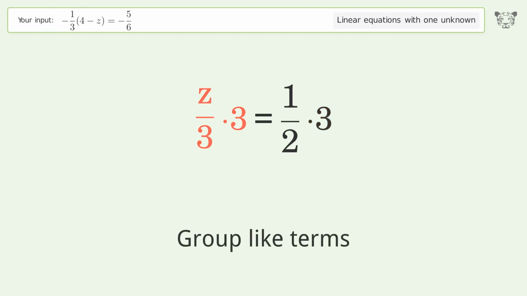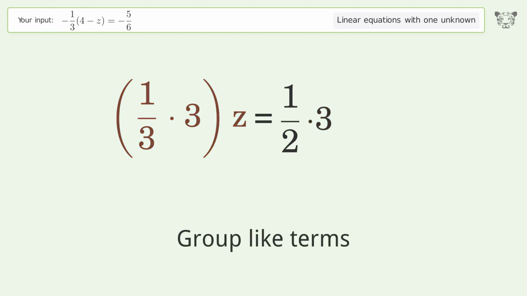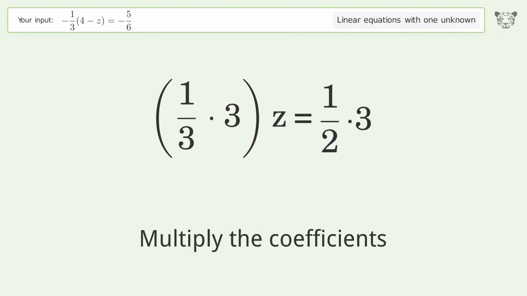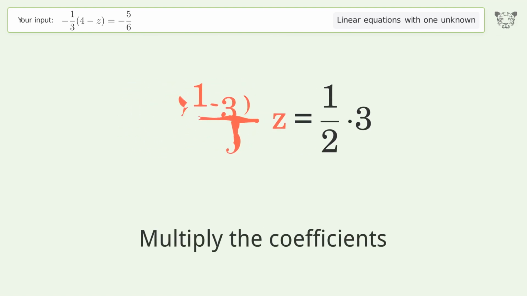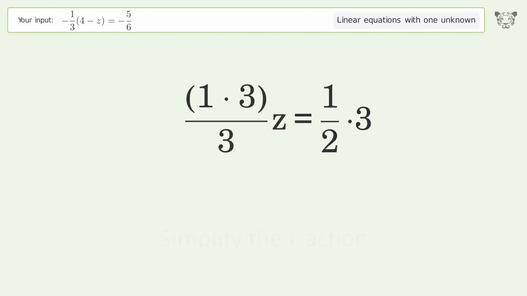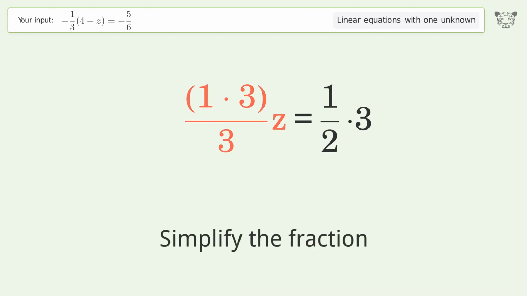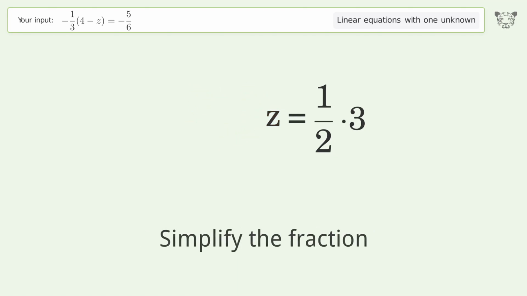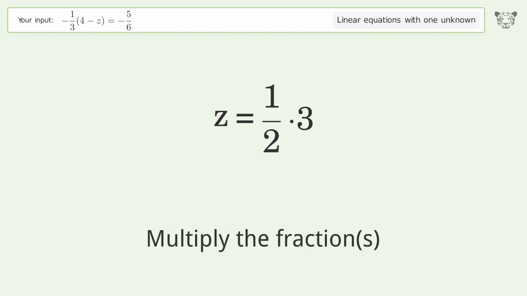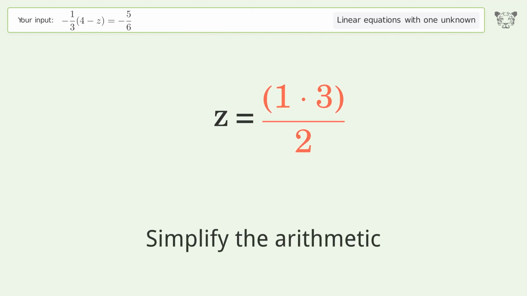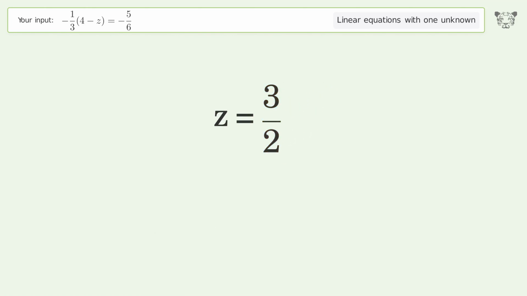Group like terms. Multiply the coefficients. Simplify the fraction. Multiply the fractions. Simplify the arithmetic. And so the final result is z equals 3/2.